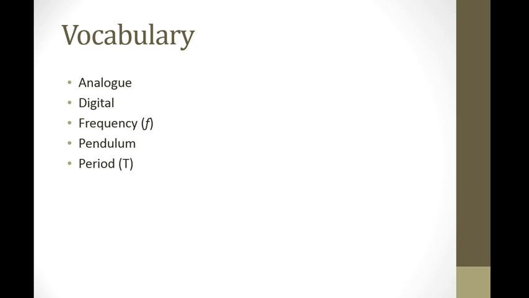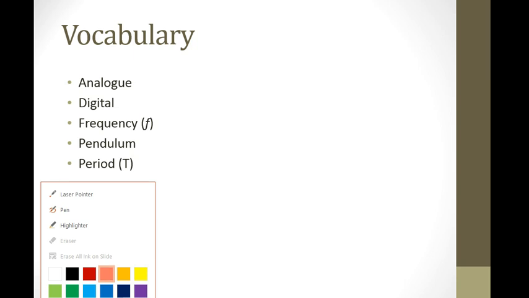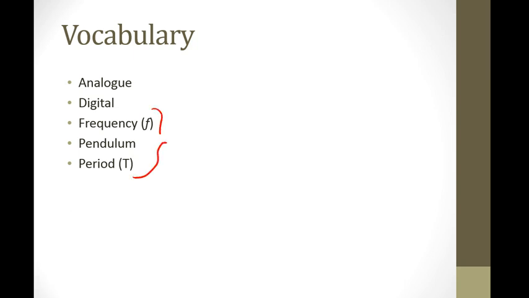Vocabulary words for this unit are going to be analog, digital, frequency, pendulum, and period. Now these bottom three are going to be new to most people, and let's talk about those really quickly. These three right here refer to something called periodic time. And periodic time is measured by using a pendulum. Now pendulums can represent more than just the bob on the end of a clock. A lot of things have pendulum-like motion, but since we're talking about time today, we're going to be dealing with these three concepts in the reference of periodic time.